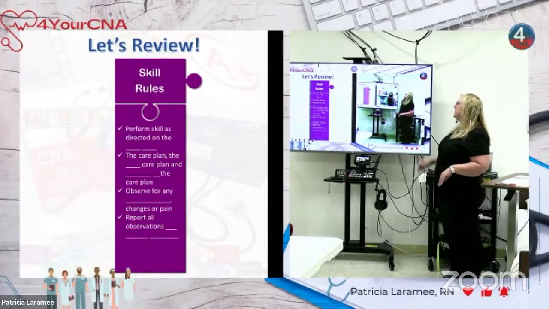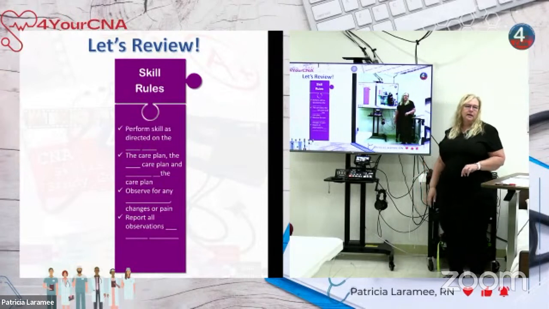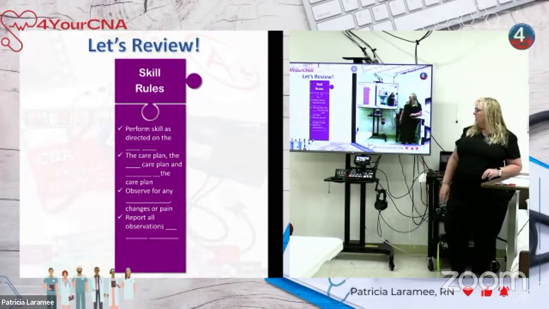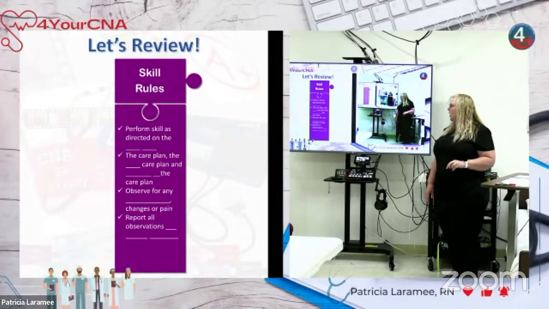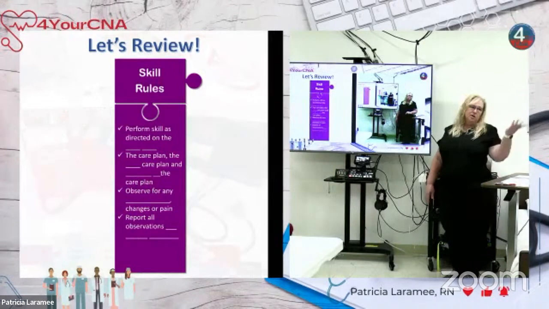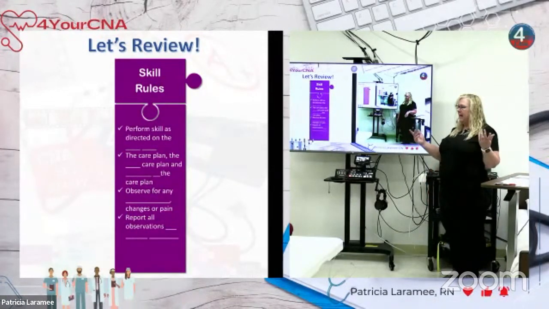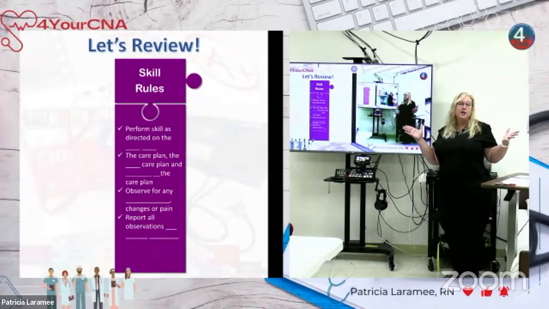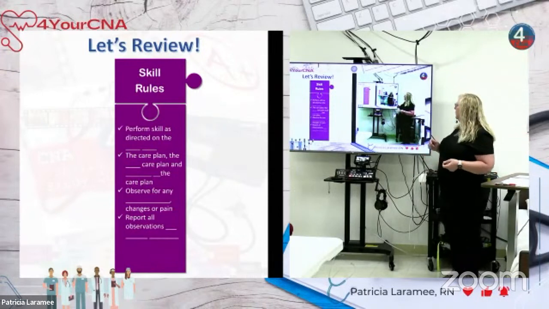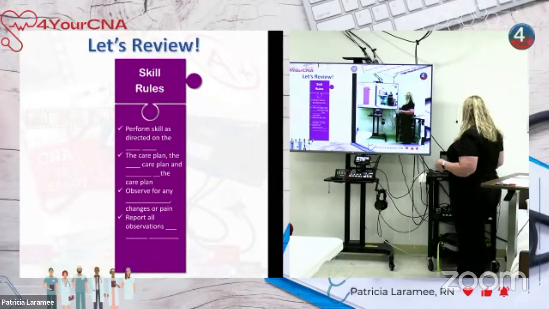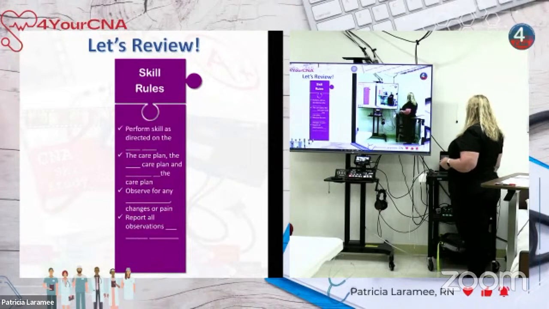So we perform the skill as directed. We follow the care plan, the whole care plan, and nothing but the care plan. What are we observing for? Changes, abnormalities, anything that stands out to us, anything that makes us go, "Hmm." And who do we report those observations to? The nurse.